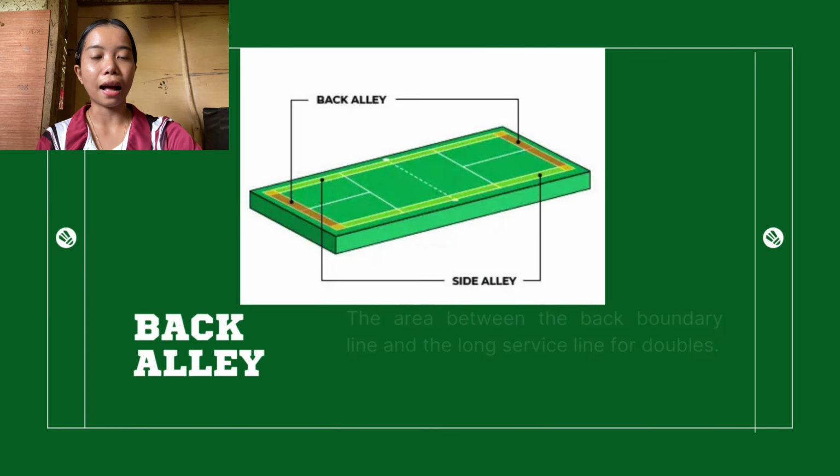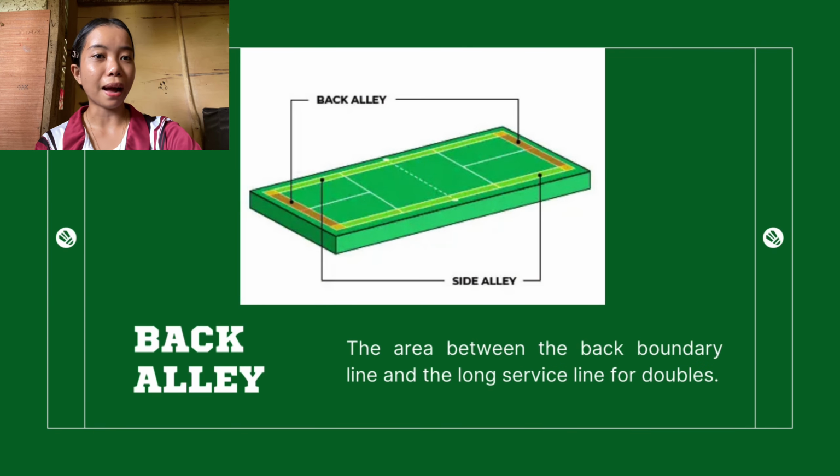Next is the back alley. In badminton, the back alley refers to the area on the court between the back boundary line and the doubles back service line, also known as the long service line.